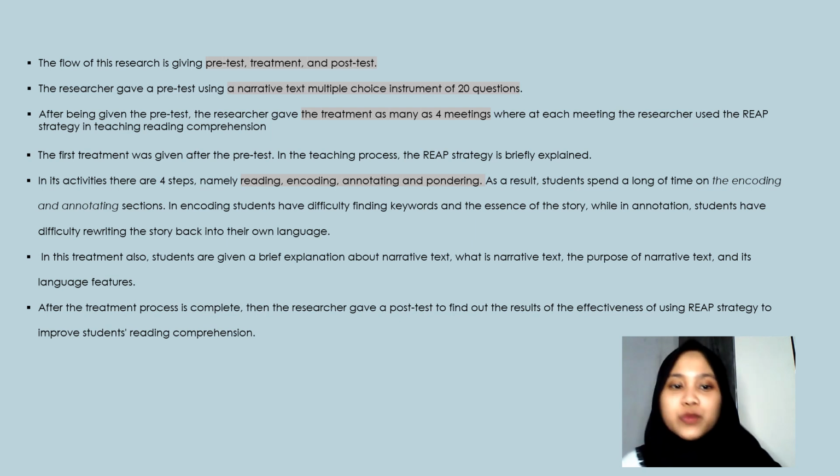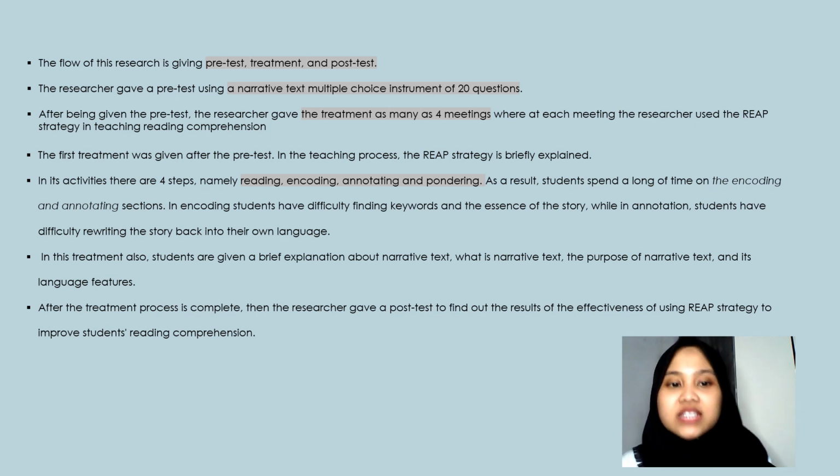After giving the pretest, the researchers gave the treatment for 4 meetings, where at each meeting the researchers used the REAP strategy in teaching reading comprehension. The first treatment was given after the pretest. In the teaching process, the REAP strategy is briefly explained.